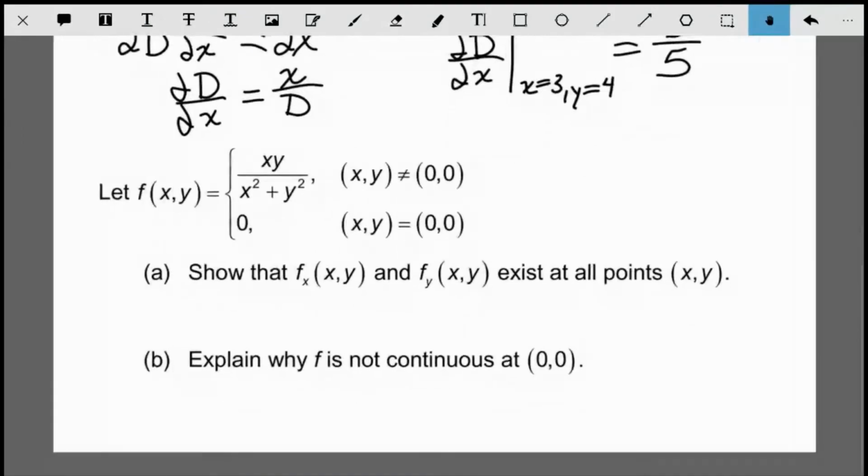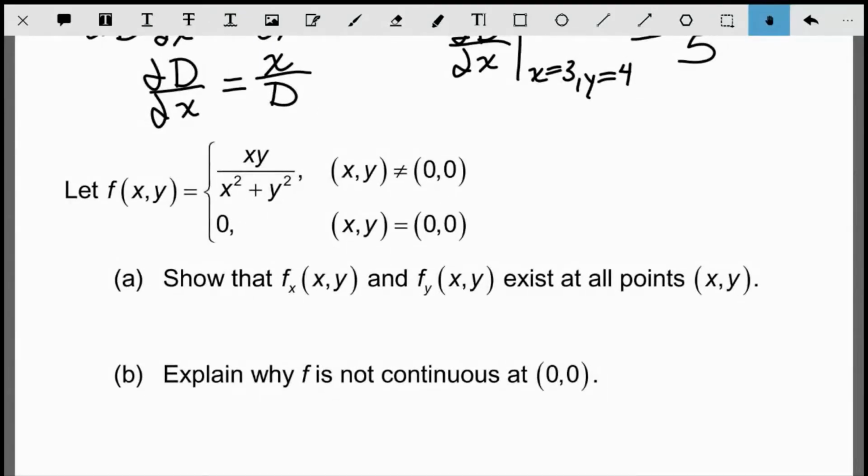All right, let's take a look at just the idea of differentiability and talk about how that relates to what we did in 2 dimensions versus 3 dimensions. So we have a piecewise function here. You can see it's xy over x squared plus y squared, where (x, y) is not equal to the point (0, 0). And the function is defined as 0 when (x, y) is at the point (0, 0). So it says show that f_x, and f_y exist at all points (x, y).